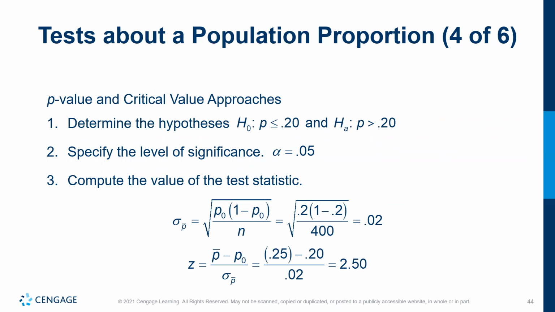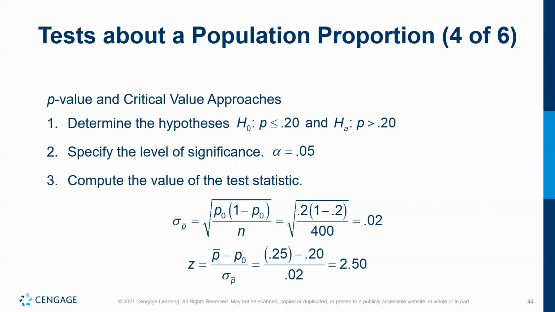So same idea, we're going to determine the hypothesis. So the null is that it is greater than or equal to 20%. I'm sorry, less than or equal to 20%, what it already was. And the alternative is that it is greater than 20%. It's gone up, okay? We specify our level of significance, 0.05.